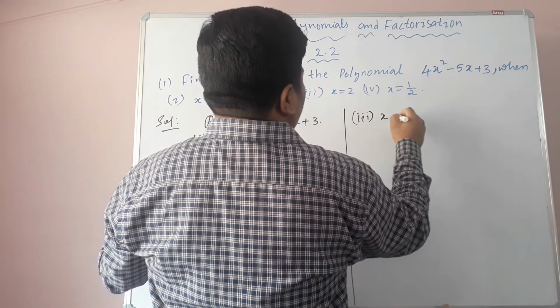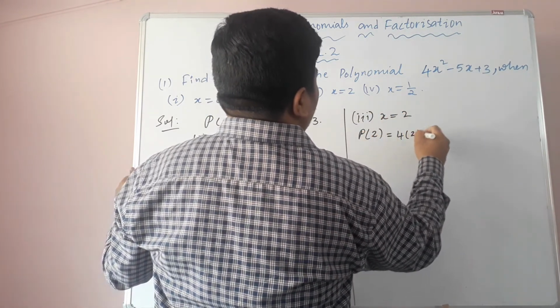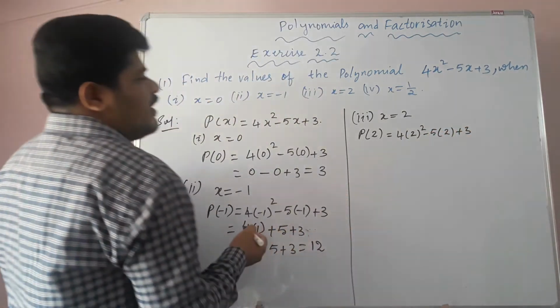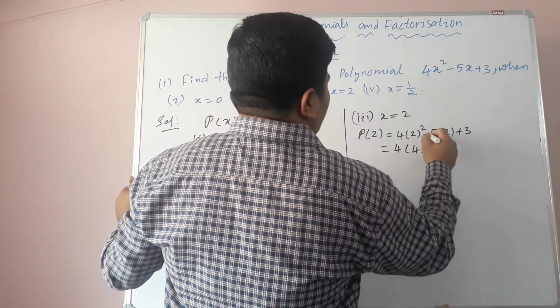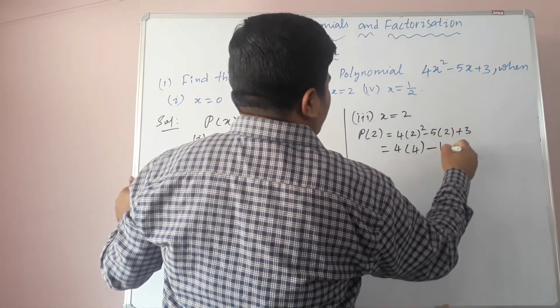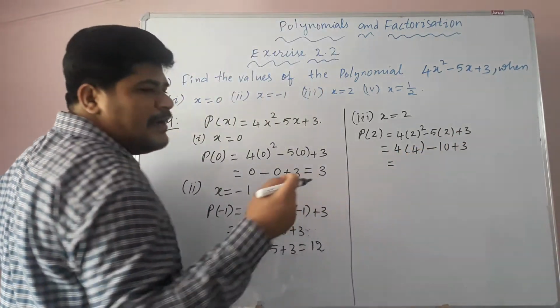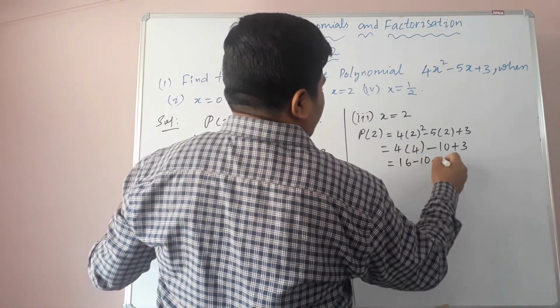x is equal to 2. So find the p of 2 value. 4 into 2 square minus 5 into 2 plus 3. Okay, so that is equal to 4 into 2 square, value 4. So minus into plus is minus, 5 2s are 10, plus 3. So brackets represent multiplication. 4 4s are 16. 16 minus 10 plus 3.